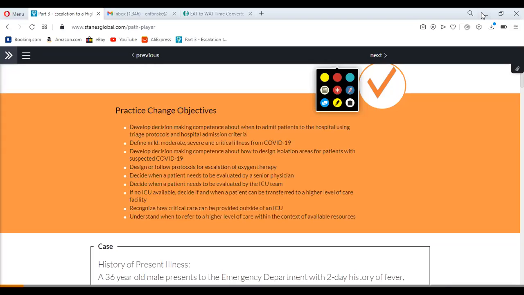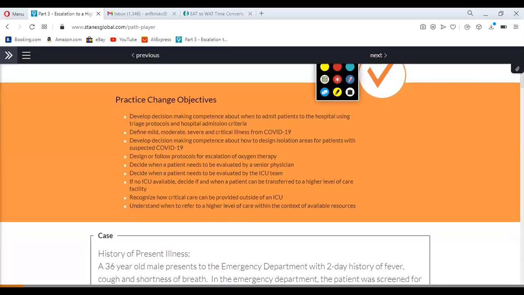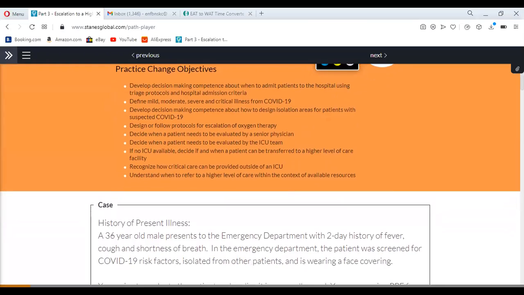And we should be able to understand when to refer to a higher level of care within the context of what we have, the resources we have. We know we don't have the same resources, even within the same country. So we will look at the case here.